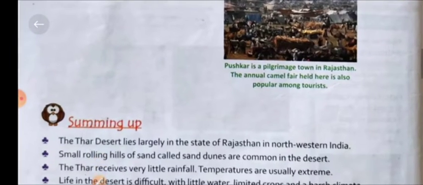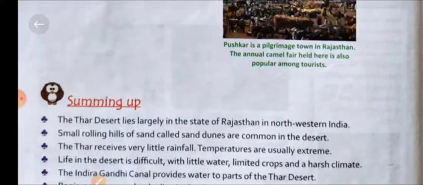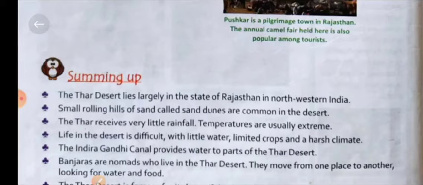Now let us look at the summing up. Summing up covers the main points of the lesson which were explained. The Thar Desert lies largely in the state of Rajasthan in northwestern India.